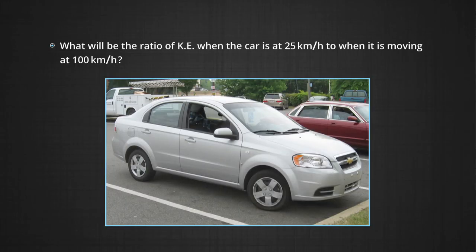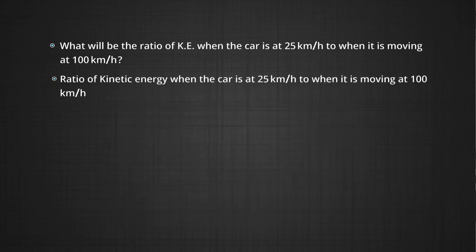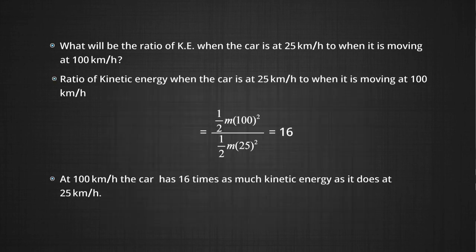What will be the ratio of kinetic energy when the car is at 25 kilometers per hour to when it is moving at 100 kilometers per hour? If you work this out, you will find that the car at 100 kilometers per hour has 16 times more energy as compared to when it is moving at 25 kilometers an hour. It is for these reasons that the speed limits are set up in the city. You cannot have so much kinetic energy, and if you were to, should anybody have an accident, it would be very, very lethal.